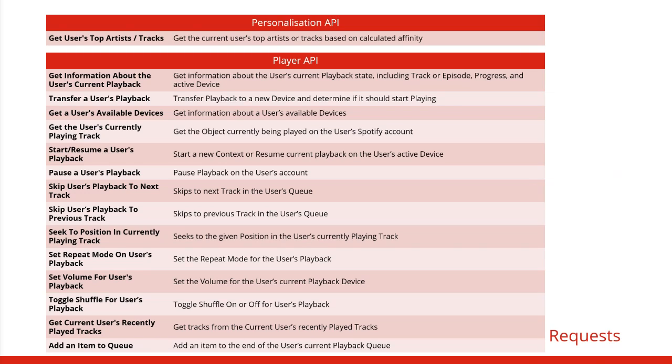Or you can use the player API that allows you to control user playback. That's using Spotify Connect itself. So if they're playing music back from a device, you can control that playback, pause, play, and you can also get recently played tracks and a myriad of other things you can see there.